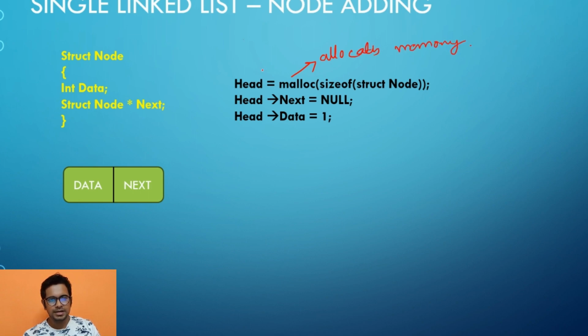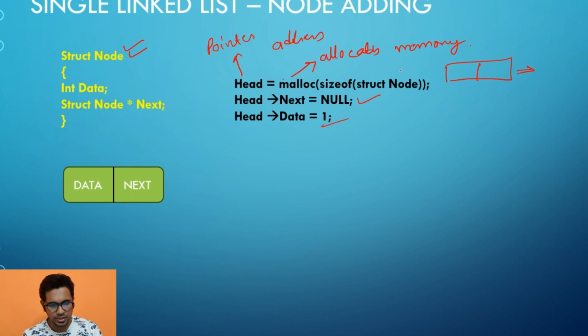So we need to create a head, that is, the head should point to a memory which is of the same size as the structure. So we just give this command and malloc will allocate the memory, and malloc will return an address. So head is also a pointer of structure type that stores the address of the starting node, right? Then we don't know what the next element for that node is. That's why we assign it to null, and we give any random data. I gave it 1.